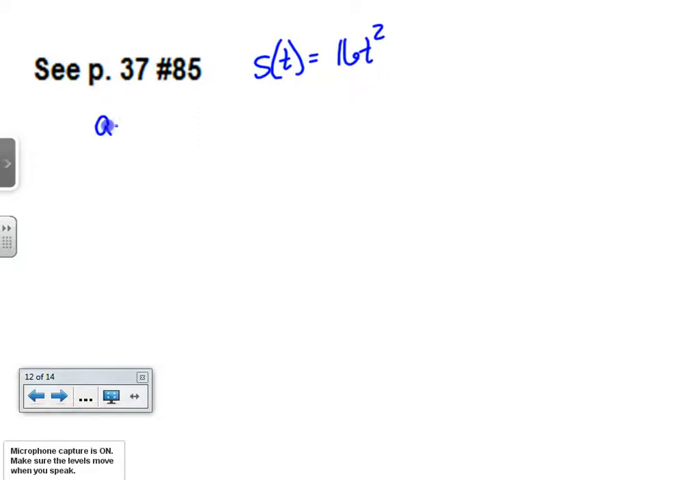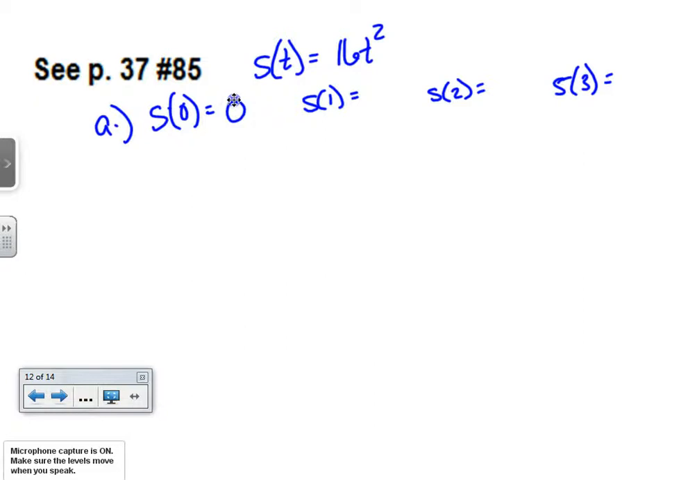So the first part says find s of 0, find s of 1, find s of 2, and find s of 3. So basically they just want you to plug in a 0, a 1, a 2, and a 3. So if I plug in a 0, I get 0. No surprise there. If you haven't started the timer yet, you haven't fallen. If you plug in a 1, 16 times 1 squared is 16 times 1, which is 16. If you plug in a 2, 16 times 4 is 64.